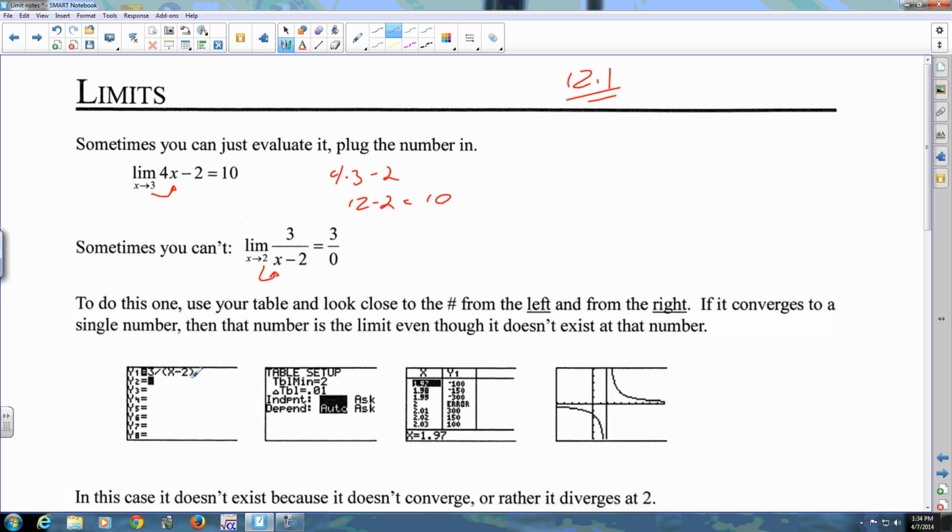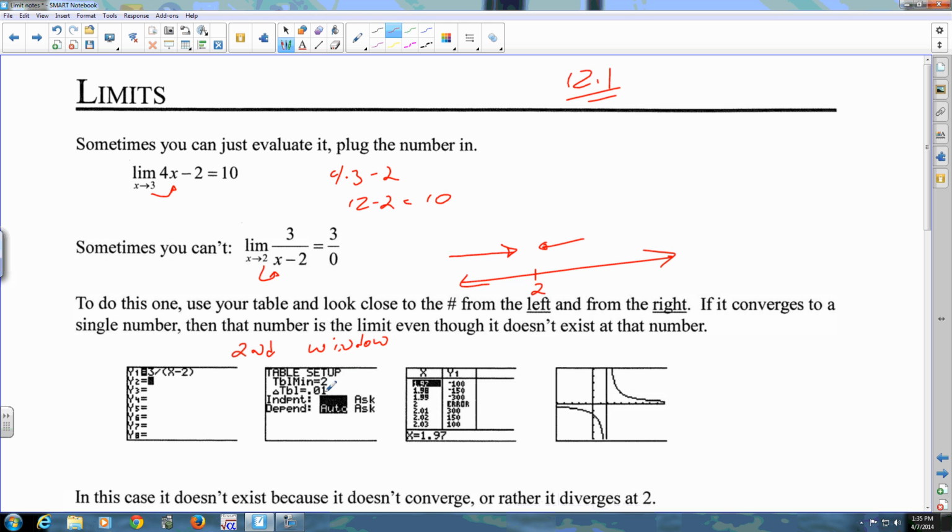So you type the equation in like you're going to graph it. You hit second window to be able to adjust your table. Because I'm taking the limit at a specific value, I need to see as it converges from the left and the right. Say this is a number line, and there's the value of 2. As you come at it from the left and the right, what are the y values doing?